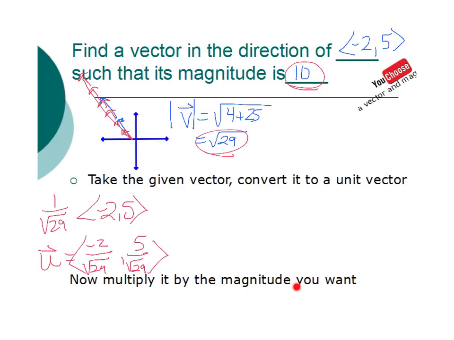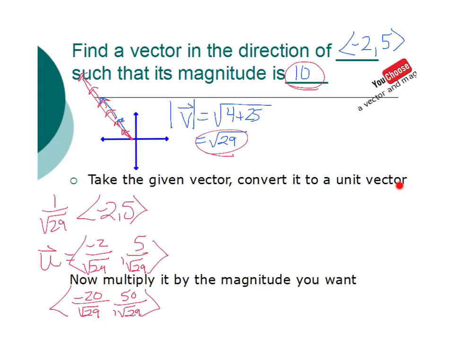If I multiply it by 10, then it's going to be the right length. So I take that unit vector and multiply it by 10. That's going to end up -20 over root 29, 50 over root 29. And that is now a vector in the same direction as my original, but now it's going to be 10 units long.